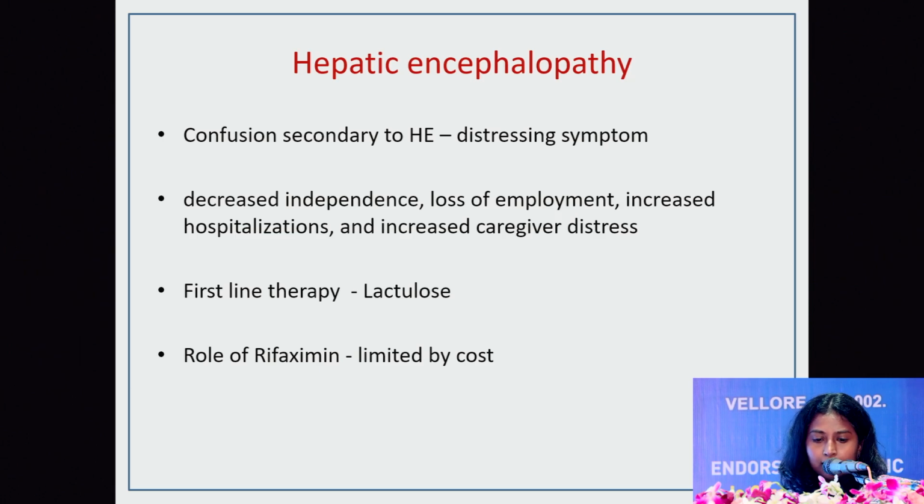First, hepatic encephalopathy. Confusion is a very distressing symptom to the patient and to the caregivers. There is loss of independence, loss of employment, increased hospitalization. First, we should be able to pick up these symptoms and manage them. Find out what the triggers are. One of the most common triggers for hepatic encephalopathy is constipation. So the first line of management is providing laxatives like lactulose, and we target 2 to 3 soft stools per day. The role of rifaximin has been well studied in recurrent HE. Rifaximin may decrease the episodes of HE and improve the quality of life. However, rifaximin is an expensive drug and this limits its use. However, when possible, rifaximin can be given.